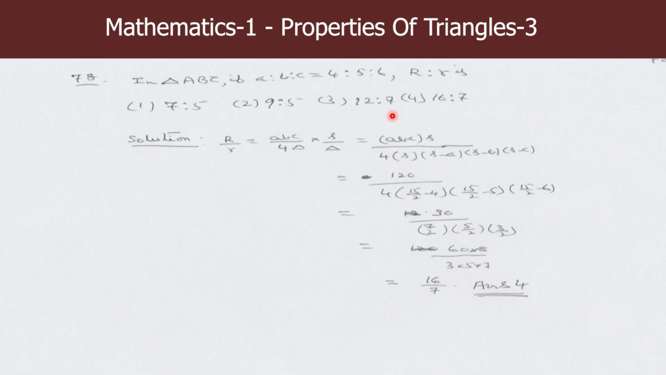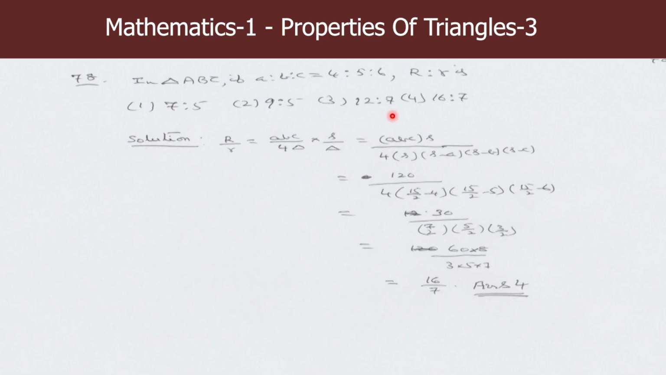So that is abc by 4 delta into s by delta. That is abc s into 4 delta square, isn't it? You will get delta square, so 4s into s minus a into s minus b into s minus c. So that is 120 by 4 times, the s will cancel.